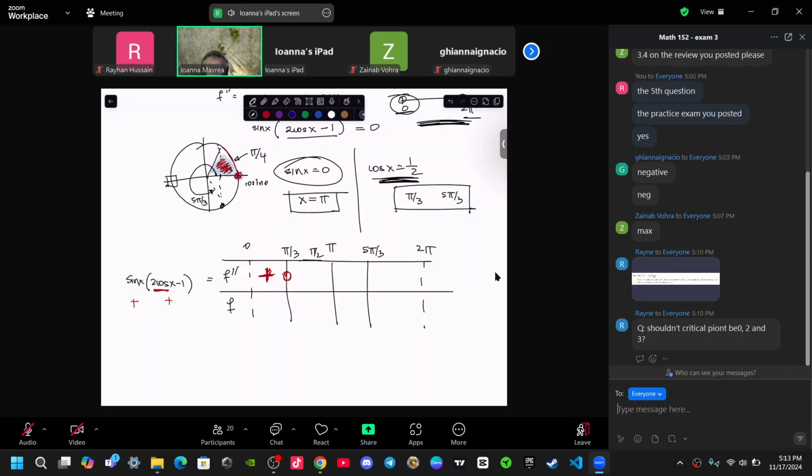Yeah, right? It's easy. Pi over 2 makes this 1. Pi over 2 makes this guy 0, minus 1. So the answer is negative. Those will tend to change sign.